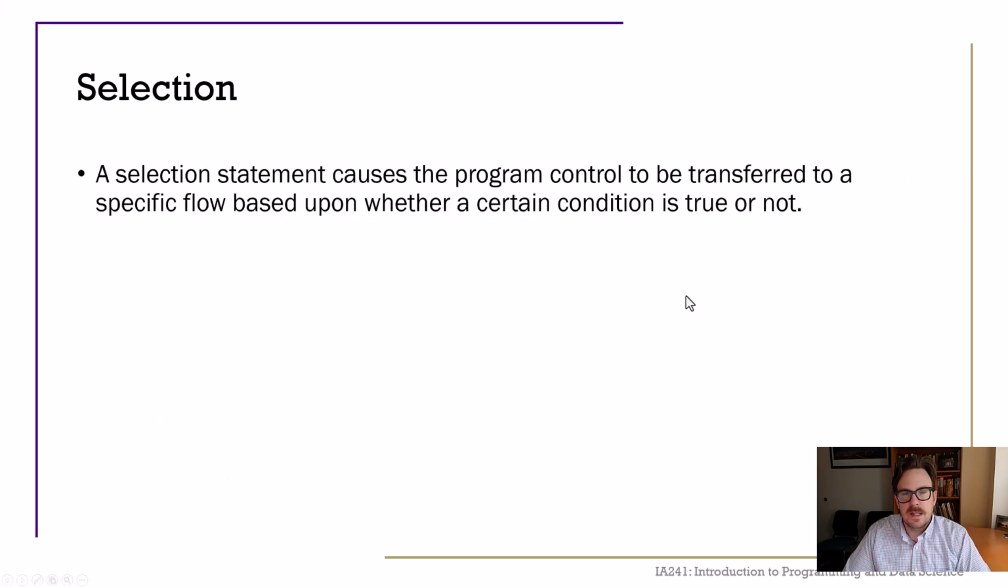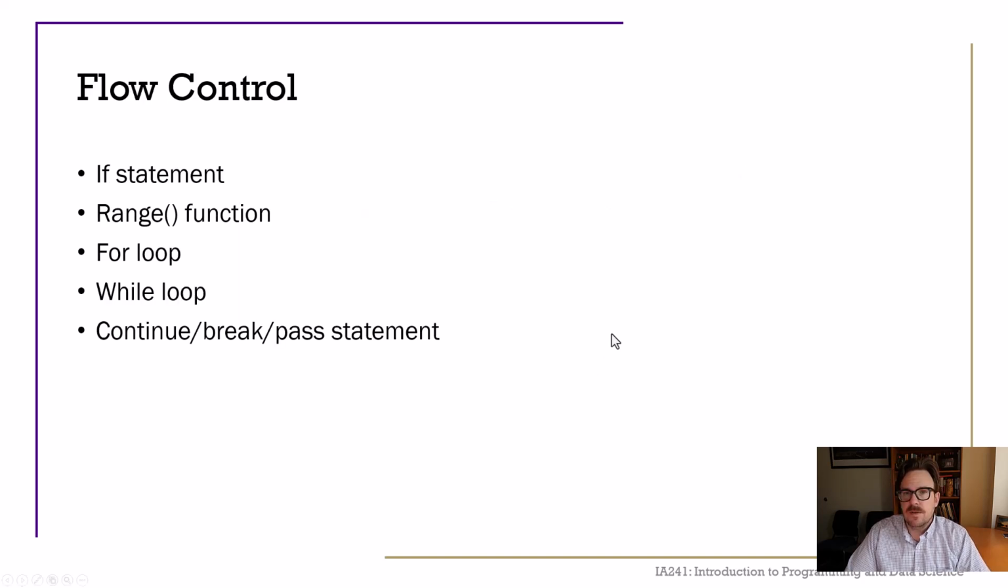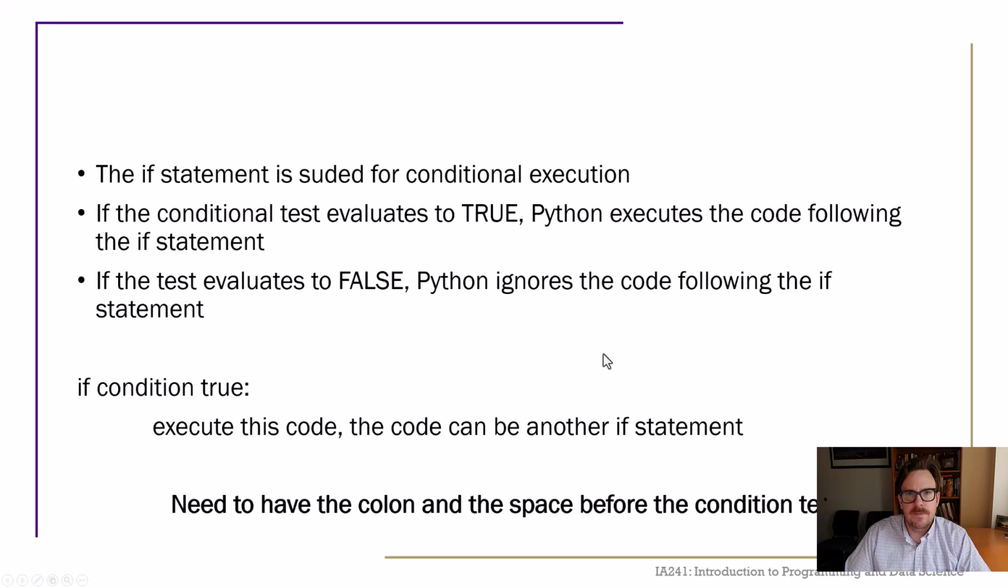Okay. A selection statement causes the program to be transferred to a specific flow based on whether or not certain conditions are met. So this is when we get into ways of iterating or ways of moving around our code that allow us to do very cool and useful things. So what are some of the controls in this type of situation? We have if statements. We have a range function, which we'll get to next week. For loops, while loops, and then continue, break, pass statements. The last one we'll definitely get to in a later class. For and while loops we might touch upon quickly today.